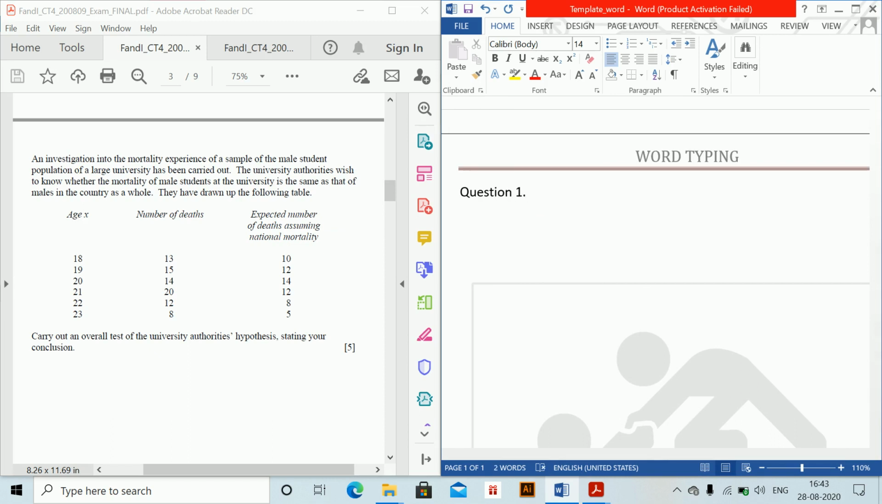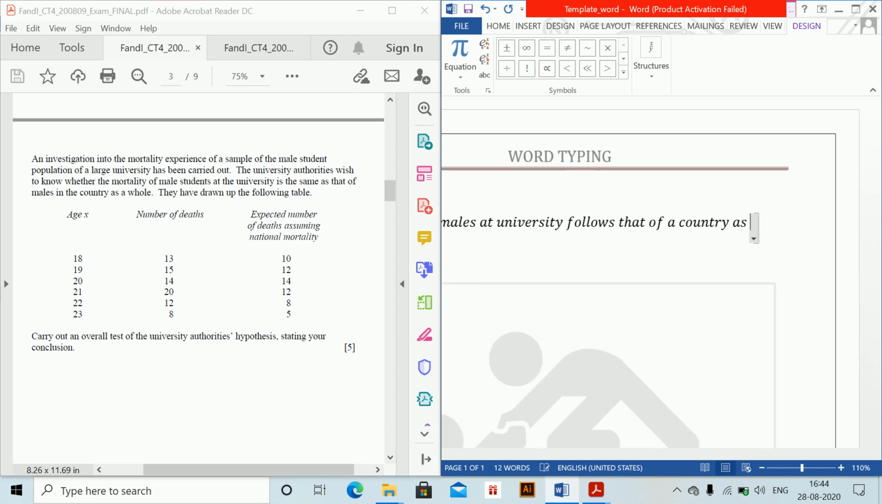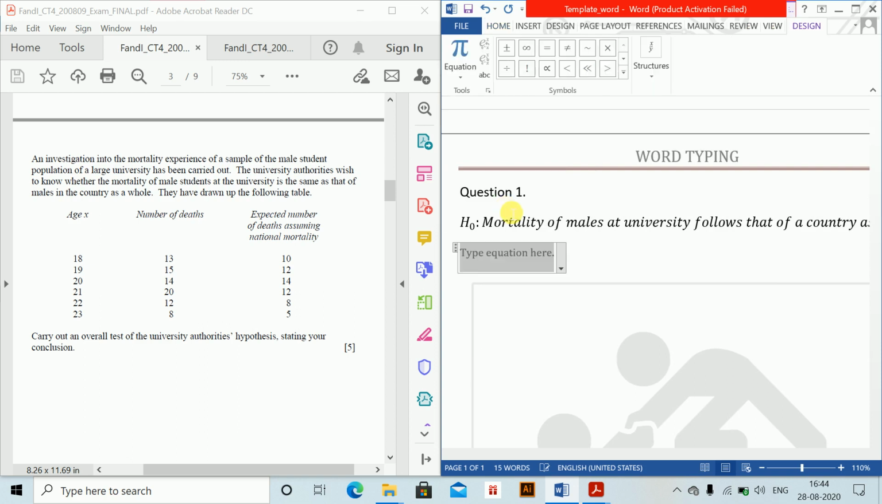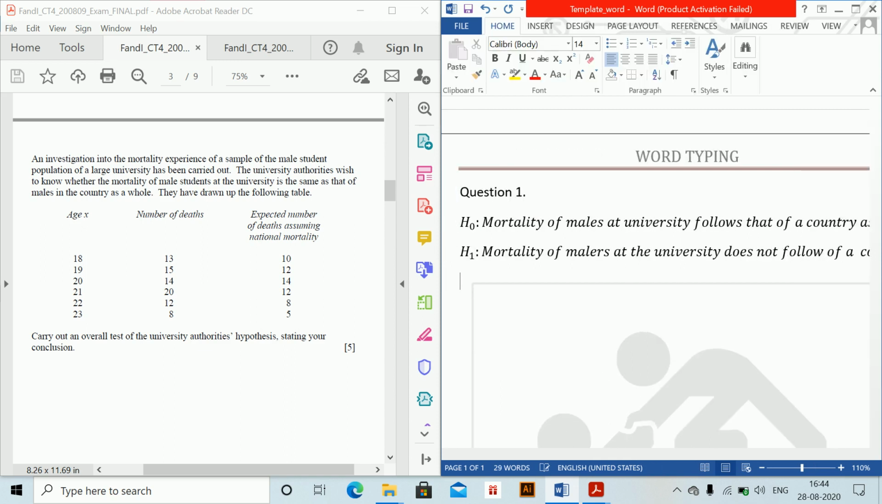Question 1 is here. First we have H naught: the mortality of males at the university follows that of the country as a whole. And the alternative, H underscore 1: the mortality of males at the university does not follow that of the country as a whole. Okay, so this is there.